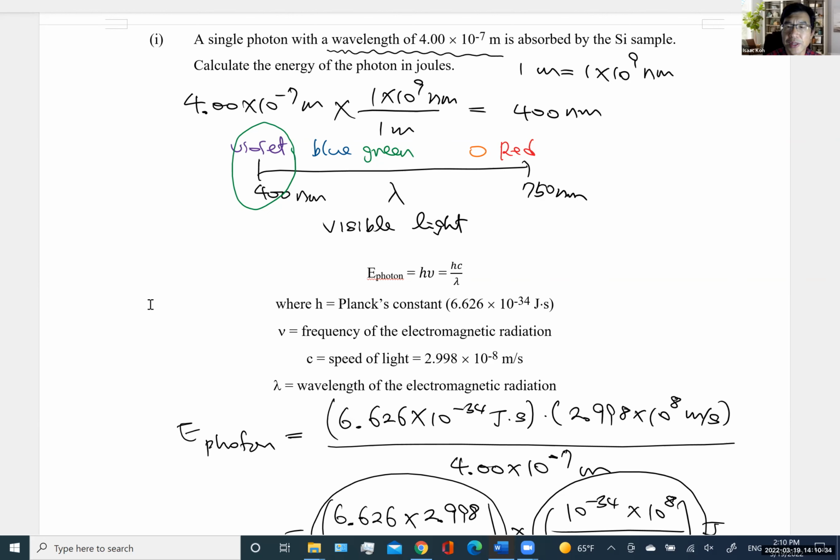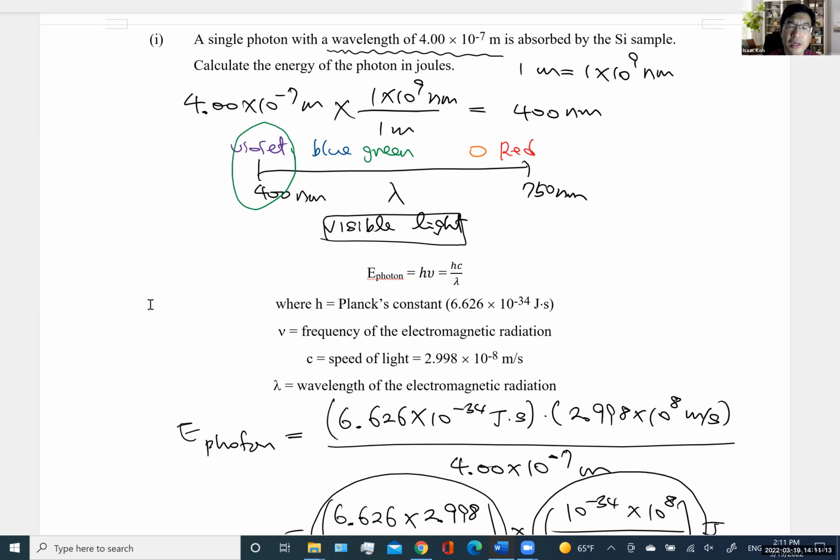In the electromagnetic radiation, the light is called electromagnetic radiation in scientific terminology. 1 meter is equivalent to 10 to the 9th power of nanometers. So 4.00 times 10 to the negative 7 meters multiplied by the conversion factor, 1 meter is 10 to the 9 nanometers. It becomes equal to 400 nanometers. And UV visible spectrometer is a very important equipment in almost every chemistry lab. So we need to understand, especially the visible light, its wavelength.